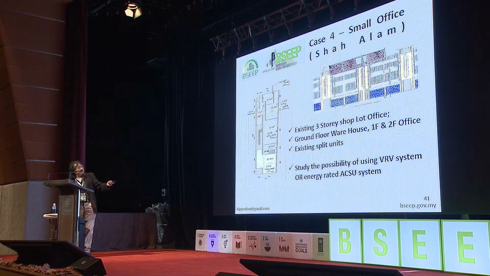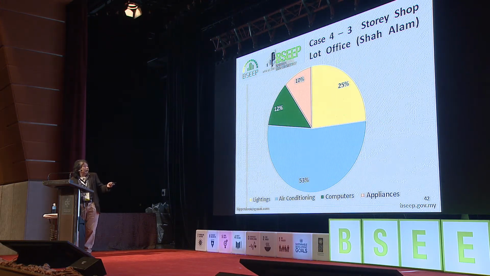Yeah, next one, this is a case study. This is a typical shop lot. 50% of office space are small offices like this. So we said, typically they're split unit, so why don't we change it to a VRV system? And this is a study we did.